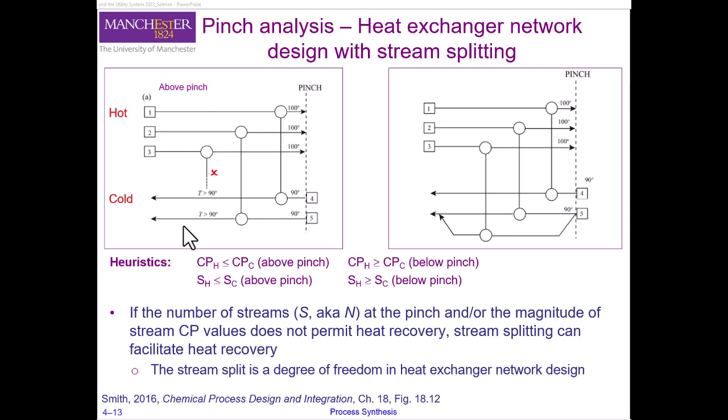So one way is to exercise our degree of freedom of splitting a stream. We can split stream number 4 or stream number 5. Let's say we are splitting stream number 5, and we can split this stream in a way that the sum of the CP of these 2 streams is still equal to the CP of stream number 5 here. But what value of CP we assign to these streams is still in our control, and that's the degree of freedom that we can use to have a perfect match between the hot streams and the cold streams.